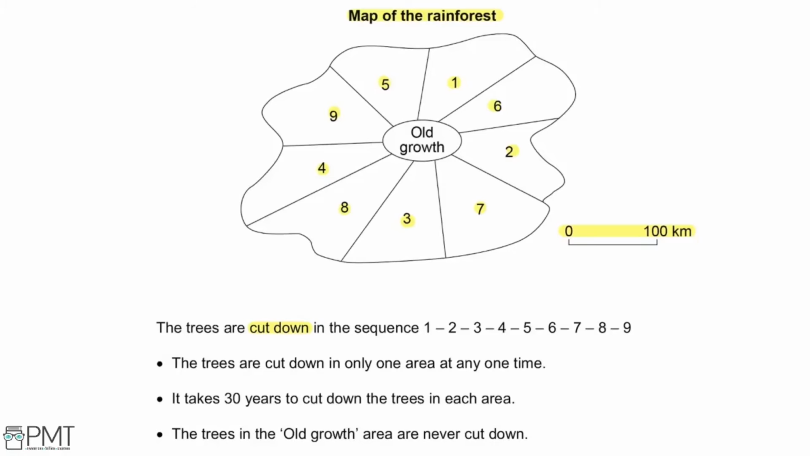The trees are cut down in the sequence 1 to 9. The trees are cut down in only one area at a time. It takes 30 years to cut down the trees in each area. The trees in the old growth area are never cut down, so that's that section in the middle of the forest.